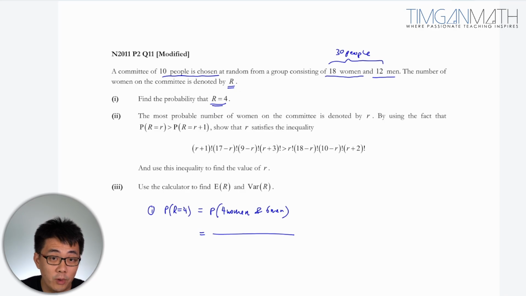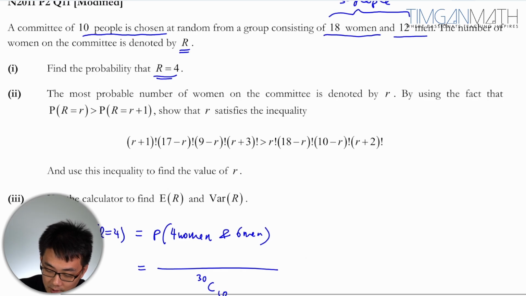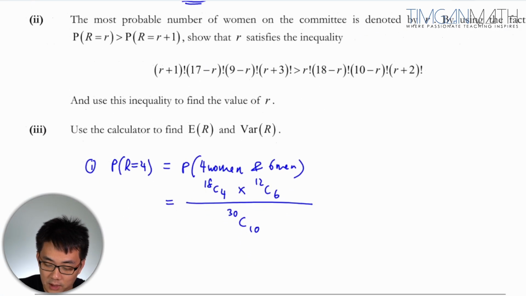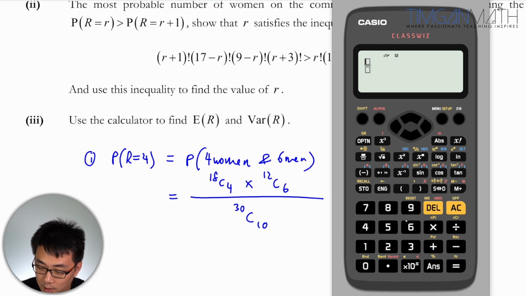Essentially, this is without replacement, right? So the total number of ways of choosing will be 30 choose 10. After which we just pick 18 choose 4 times the men, which would be 12 choose 6. Okay, so that's about it. So just key into the calculator. This will be the easier way to calculate: 18 choose 4 times 12 choose 6 over 30 choose 10.